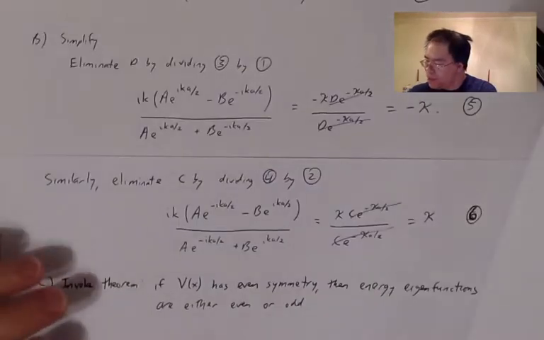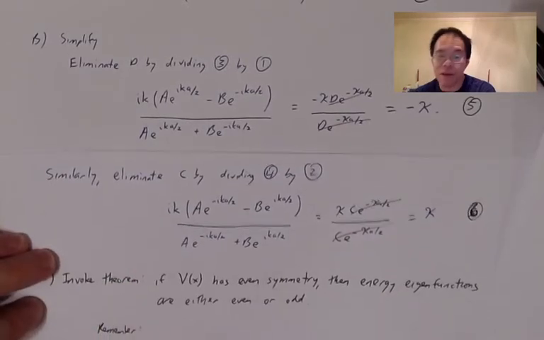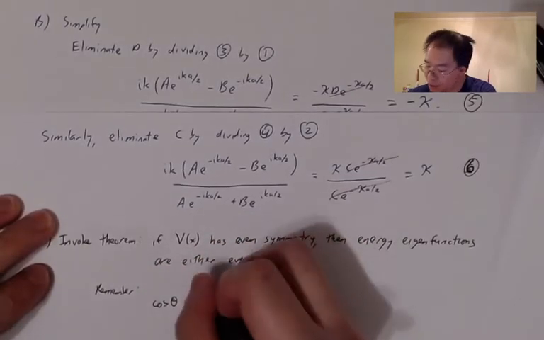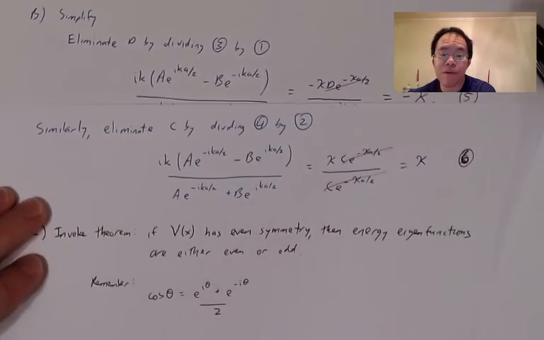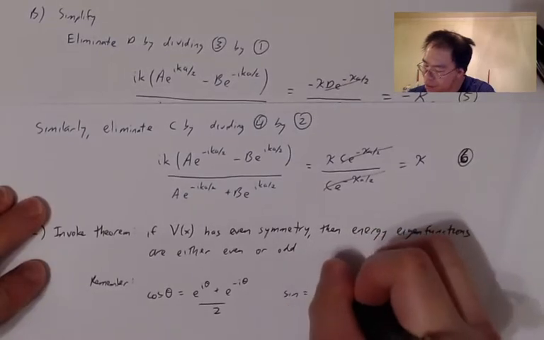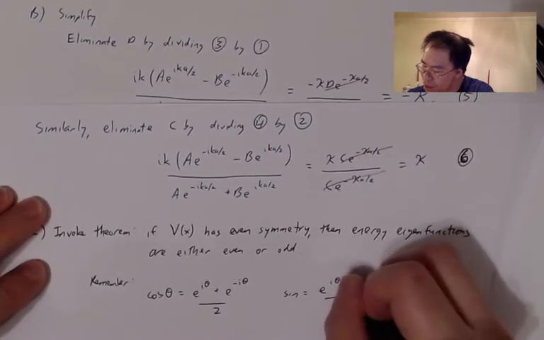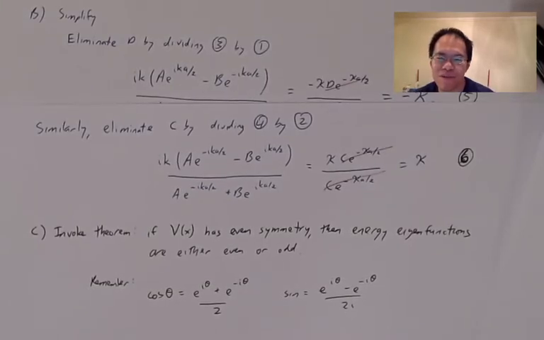So remember, cosine theta we can write as e to the i theta plus e to the minus i theta over 2, and sine theta goes like e to the i theta minus e to the minus i theta over 2i. You can prove this by writing e to the i theta as cosine theta plus i sine theta.